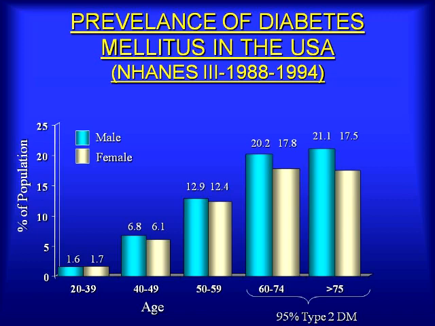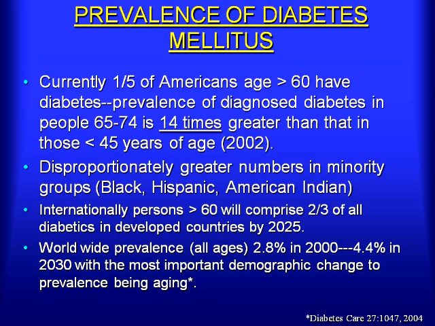Now, why is this happening? I think it's pretty clear in terms of the obesity epidemic. I'll have a word about it in a moment. But these are staggering numbers, and as the baby boomers move up, we're going to be seeing more and more of it in our office. Currently, about 1 in 5 Americans beyond the age of 60 have diabetes. The prevalence is much higher in older individuals compared to those who are younger.